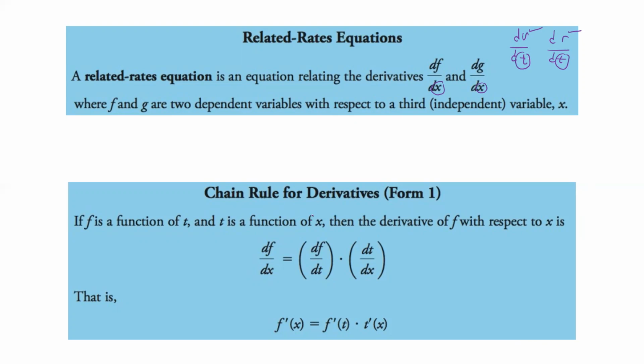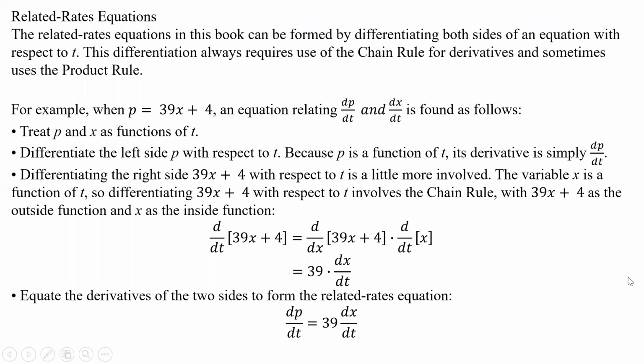If we forget how this all works, it's all based on our chain rule. So we have our df/dx, which might look like this. Well, that's just df/dt times dt/dx. Maybe we can figure out the dt's, and that gives us then a df/dx. And then we have f prime of x equals f prime of t times t prime of x. But really the key is this part, and we'll see that here with the related rate equations. Like I said, they're formed by differentiating both sides of the equation with respect to time, and that's usually the case in this one.